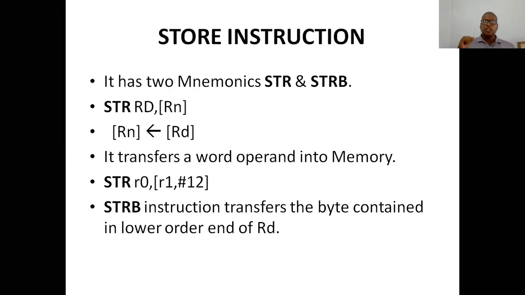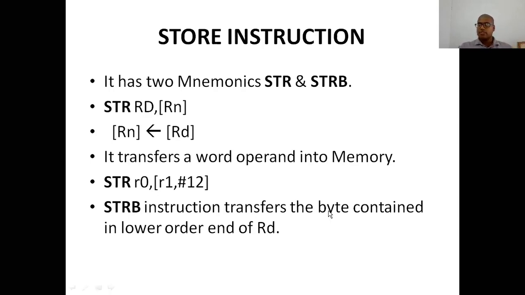So str r0, [r1, #12] means we add these 2 values, and whatever value comes, that is the memory location where we are going to store r0. But whenever I use the strb instruction, what happens? strb means we are going to store not the entire 32 bits but only 8 bits. 8 bits means 1 byte. That's what they have mentioned here.